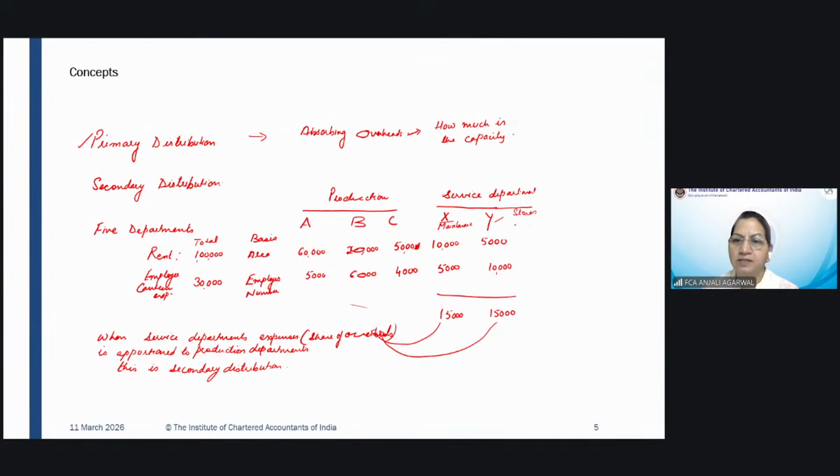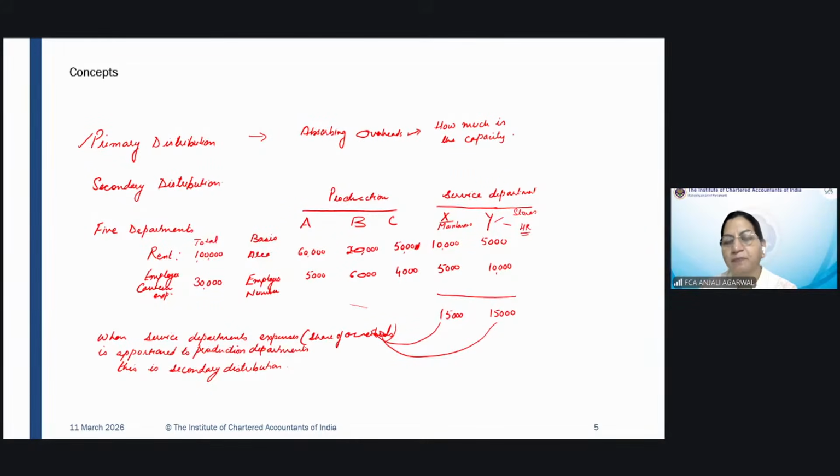Similarly, if Y is human resource department, the job of human resource department will be to recruit the workers or employees for all the departments. So in that case, you will see that the services of Y will be available not just to ABC, but also X. So the engineers or whosoever person is required to be recruited to maintain the machines, that recruitment will also be done by the service department Y.